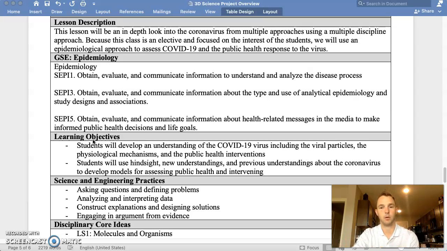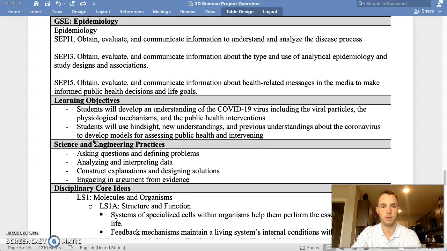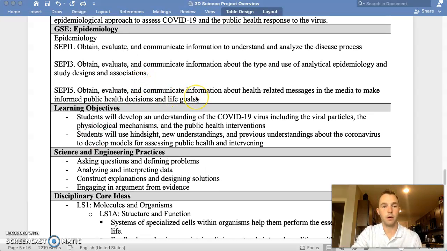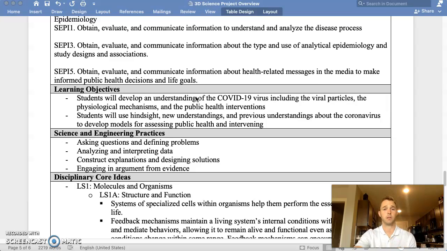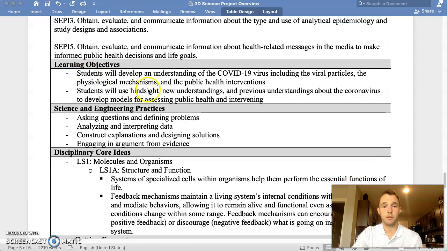Because it's an elective and focused on the interests of students, we'll use an epidemiological approach to assess COVID-19 and the public health response to the virus, including another GSE standard of studying the health-related messages in the media to make informed public health decisions and life goals. The students will develop an understanding of COVID and how the viral particles and the physiological mechanisms work, and then the public health interventions that were included.